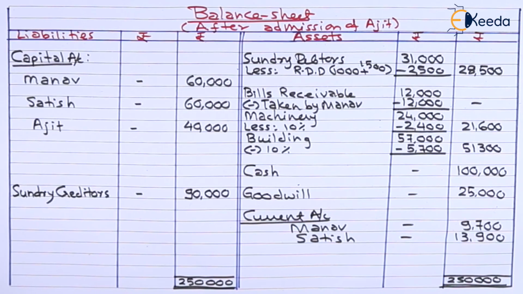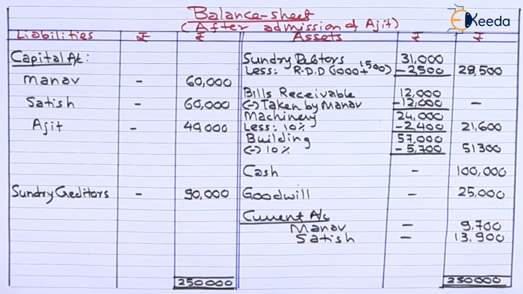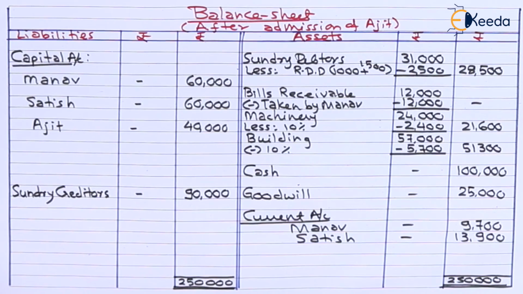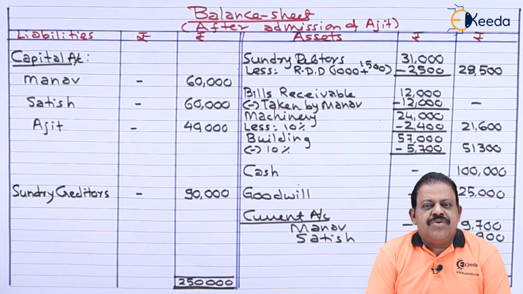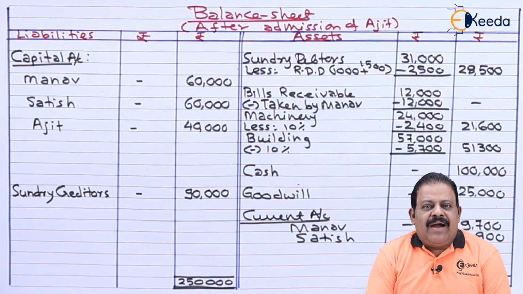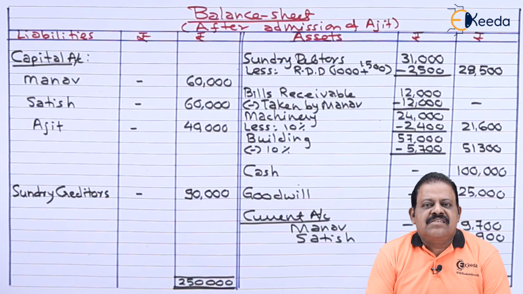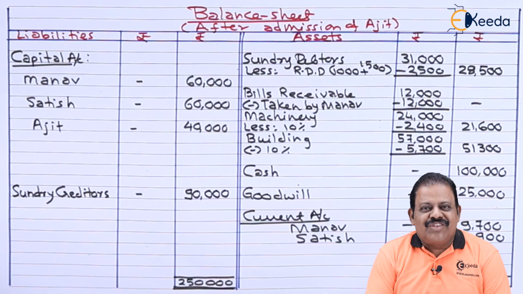We have closed balance sheet. We got total of assets 2,50,000, which is equal to total of liabilities 2,50,000. This means our balance sheet is tallied. In this question we learn how to adjust partners' capital in new profit sharing ratio by transferring the difference to partners' current account.